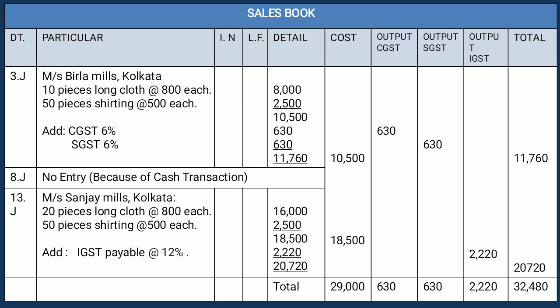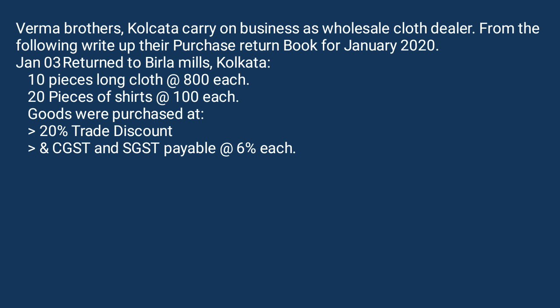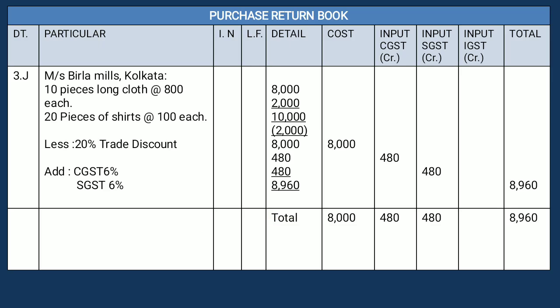Then again we have to add CGST and SGST. Okay, so here we have to make separate columns for cost, output CGST, output SGST, and finally we have to find out the total of sale. We are not going to pass any transaction for the second one because of the cash transaction. Then for January 13th, almost the same. Then again here we have one more transaction, having trade discount and taxes. So the same we have to do.